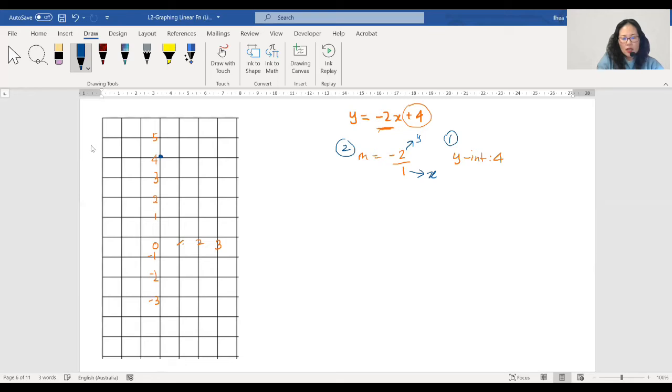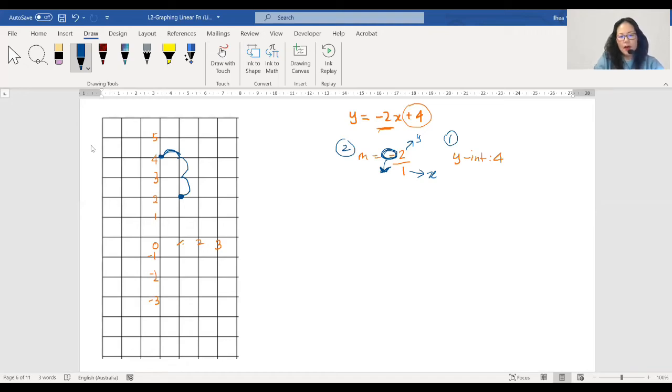So here I'm going to the right by 1. And here, that is telling me going down by 2. If it was a plus, you're going up by 2, but it's going down by 2. So I'm going to go down by 2 here. 1, 2. That's where it's going to be. And then I will join them together. I don't have a ruler here.